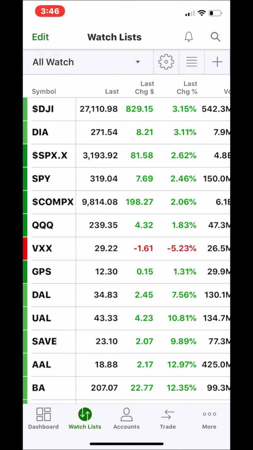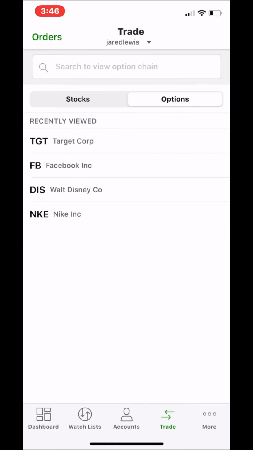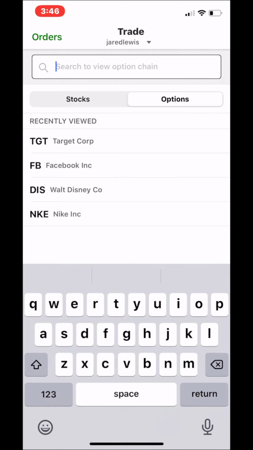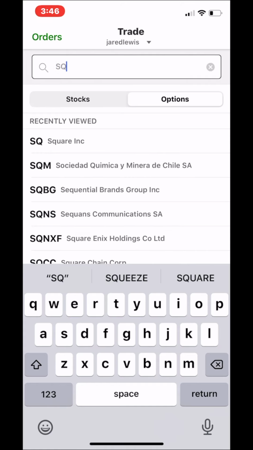And with the calls and the puts, let me show you here. So right now, let's clear this. If you would click trade at the bottom of your screen, just hit trade there. And then you see where it says target. Let's type something else so you can see. Let's type Square, so let's say SQ. And Square, that's the payment processor. They actually own Cash App as well. So you can click Square.